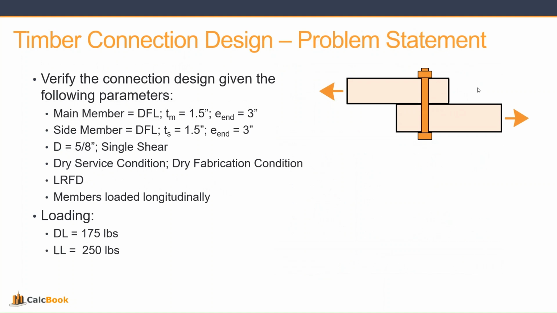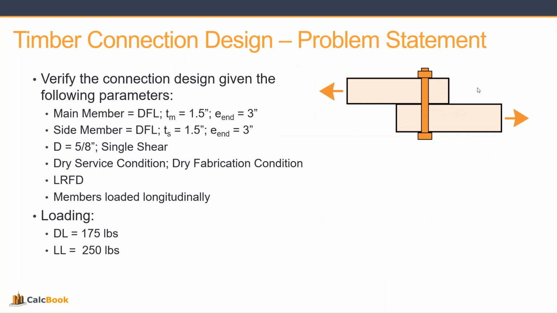We are going to verify the connection design given the following parameters. We have a single bolt in lateral loading here. Our main member is Douglas fir larch with a thickness of 1.5 inches and an end edge distance of 3 inches. We have a side member, which is also Douglas fir larch, with a thickness of 1.5 inches and an end edge distance of 3 inches. So we basically have two 2x4s bolted together. Our bolt diameter is 5/8 inch, and that's in single shear. We have a dry in-service condition and a dry fabrication condition, and we're going to be using LRFD analysis for this.